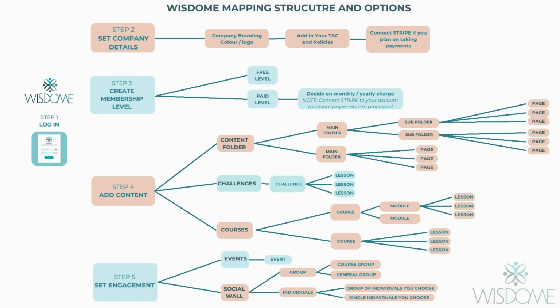The next step, which is the more exciting step, is adding content. So here is where you actually choose to create content, and we explain the different forms of content. Our content folder is basically your library of organized content, however you wish to organize it, whether it be main folders and then just pages in that, or breaking it down even further into subfolders and pages in those.